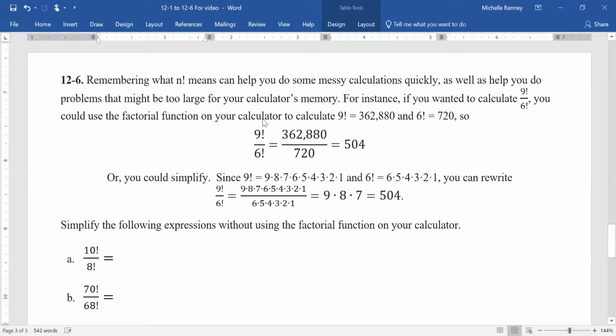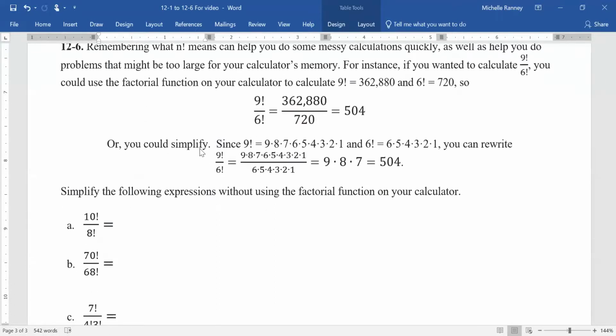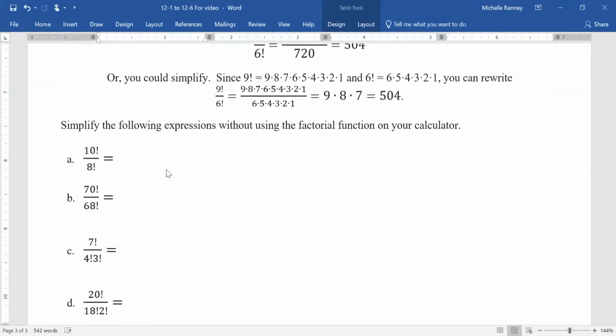So you're saying you can do this separately. You could also put 9 factorial over 6 factorial in your calculator. But sometimes you can't use a calculator for things like this. It's nice to have another way of doing this.